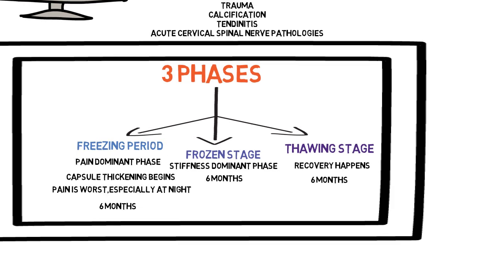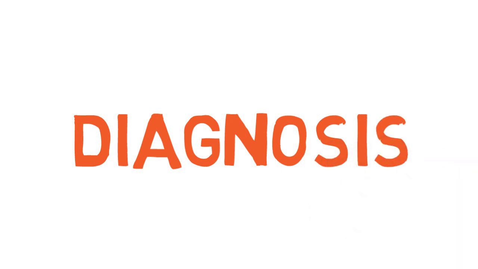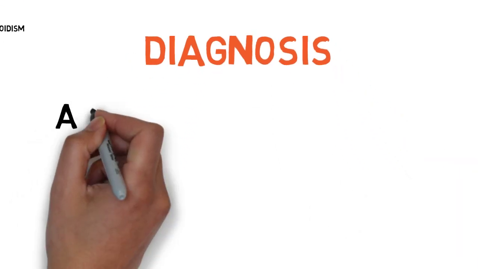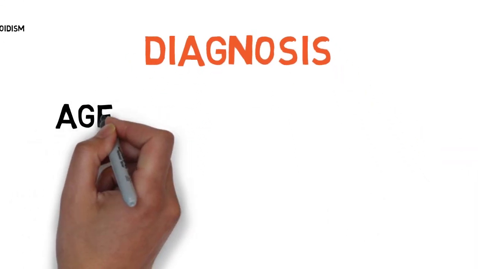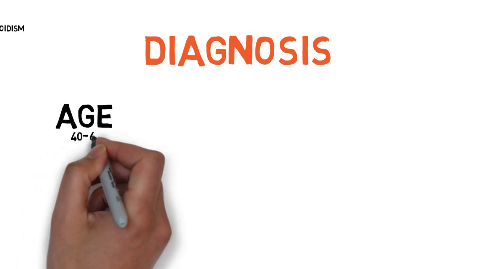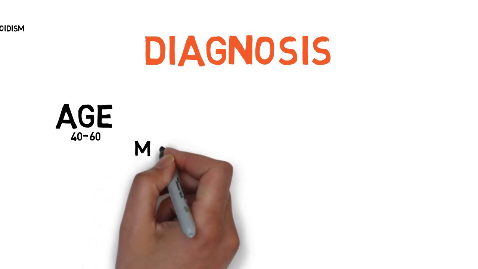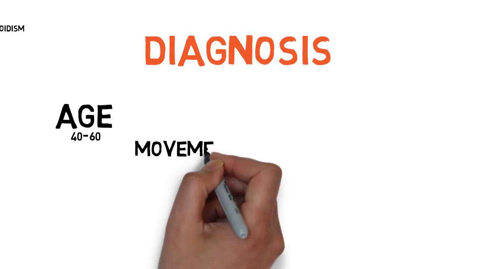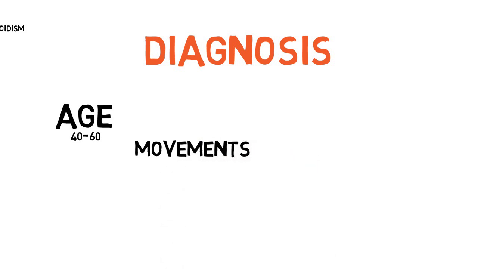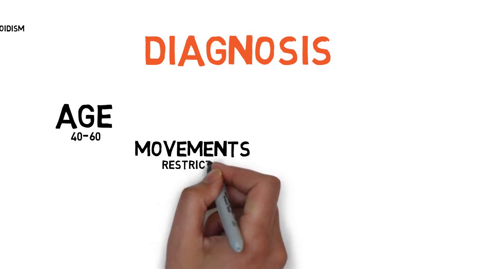Let's move to the next part, diagnosis. Age is an important factor. Normally, this condition is seen between the age of 40 and 60. That is, the average is 50 years. Next factor is movement. Active and passive movements will show restrictions, especially at end range.